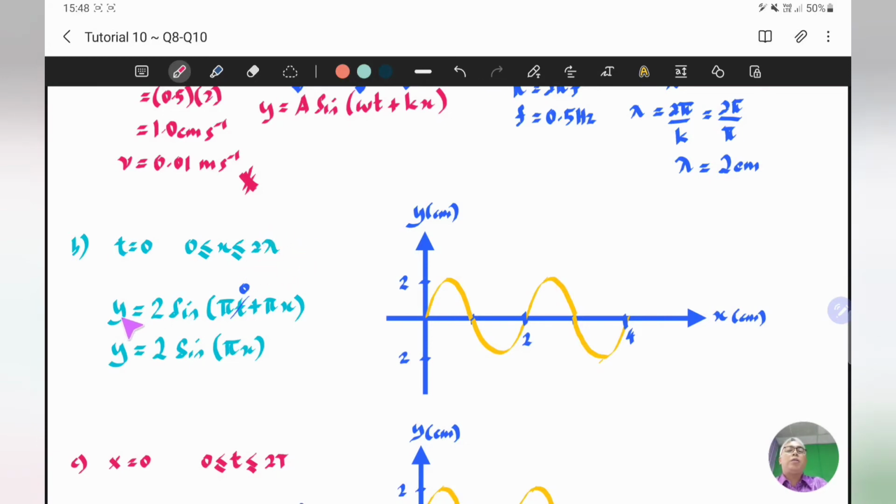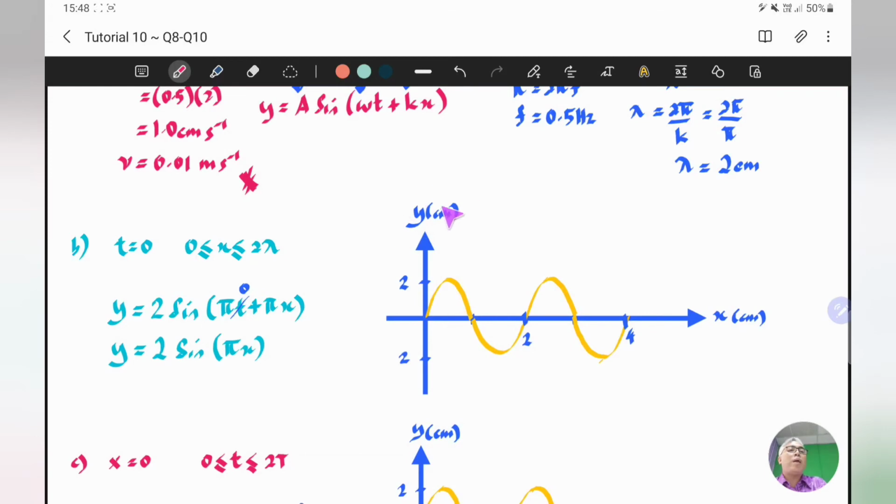Alright, so the equation is y equals 2 sine(πt + πx). This is the equation given, where t equals 0, cancel out t here, so that the equation becomes y equals 2 sine πx. So the graph is y against x, where the graph is purely sine, but remember, the range now is between 0 until 2λ, so this is 1λ, and this is 2λ.